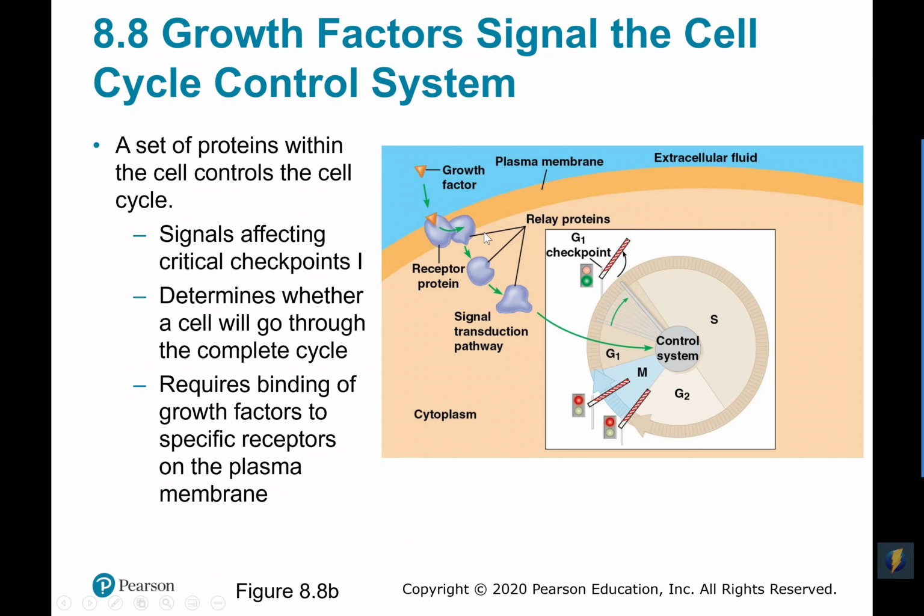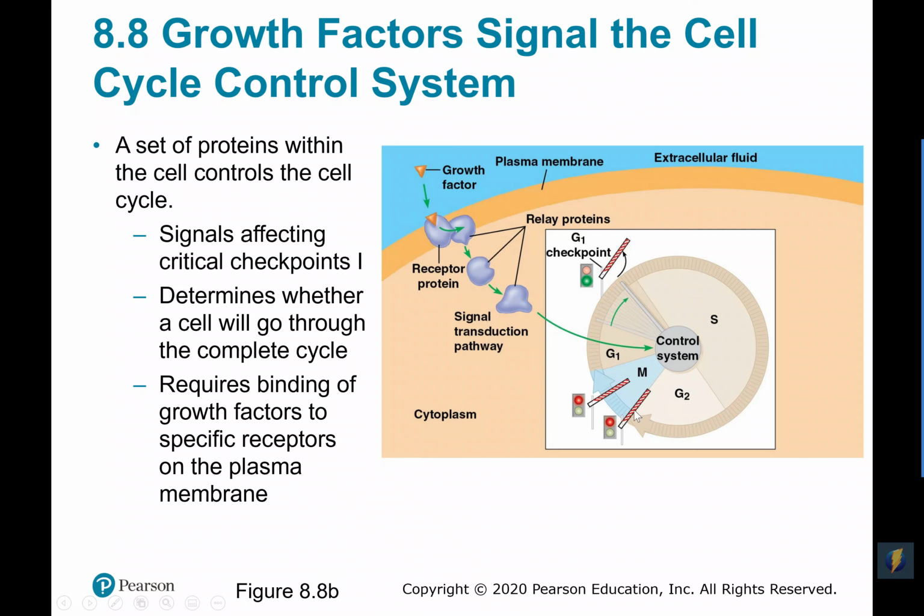The growth factors will usually bind onto these little receptor proteins, and then these receptor proteins essentially talk to the control system for the cell. So essentially what happens throughout the life cycle of the cell is there are various checkpoints, right? So there's a G1 checkpoint. Okay, do we have enough of these particular proteins, of these particular substances to keep going? Okay, we do. Okay, then we go into the synthesis phase.